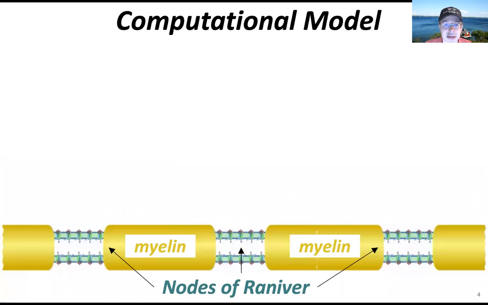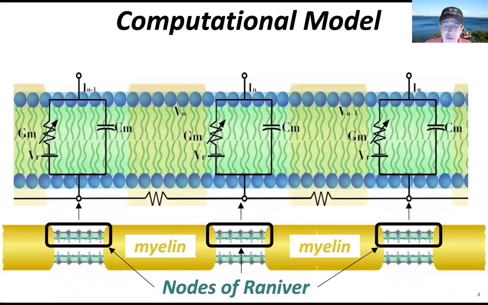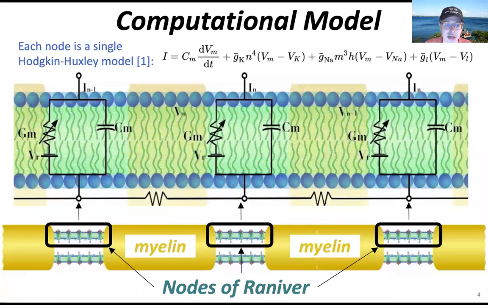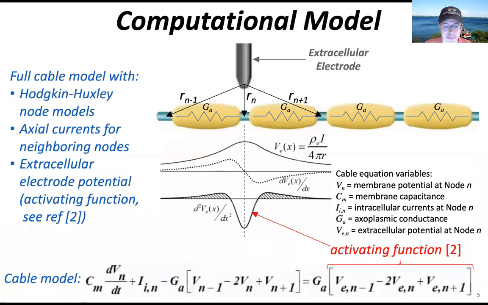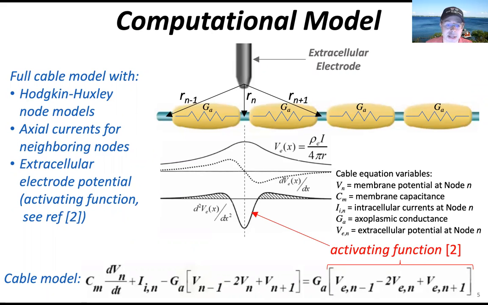It's important to understand that the model is a computational model where we look at the nodes of Ranvier as membranes that can be modeled using electrical circuits based on the canonical Hodgkin-Huxley model, which includes potassium, sodium, and leakage currents. The Hodgkin-Huxley nodes are then combined for a full cable model using axial currents and an extracellular electrode potential, which can be understood for stimulation based on what's called the activating function, which I'll refer to later in one of the plots at the end of this presentation.